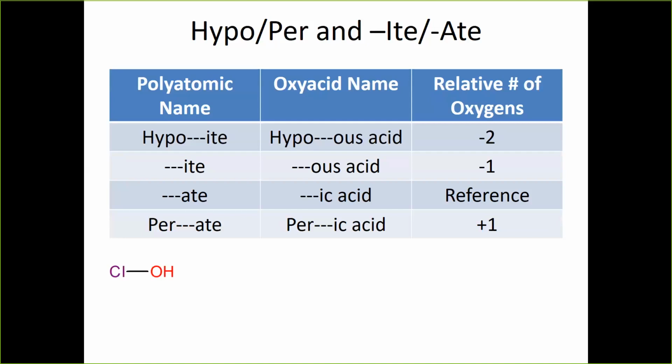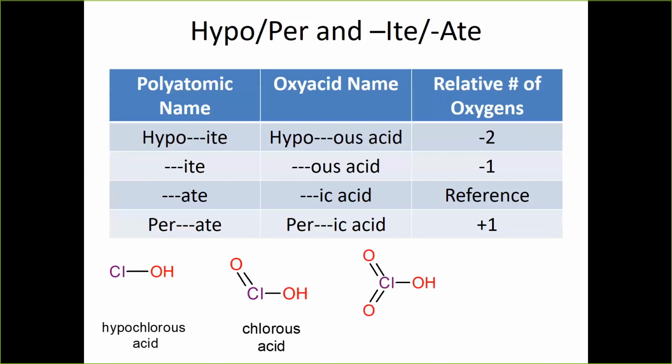So if you look at this structure at the far left, this would be hypochlorous acid, because this is the one that's got 2 less oxygens than the reference. Compare that then to this structure, which is chlorous acid. And then if we add one more oxygen, that makes chloric acid. And then finally, if we add 4 oxygens, you end up with perchloric acid. Okay, so again, the reference one is the one that is -ic, in the same way that we have for iron, ferrous and ferric, with the one being more oxidized being -ic and the one being less oxidized being -ous.